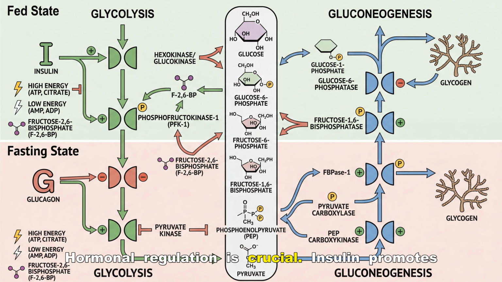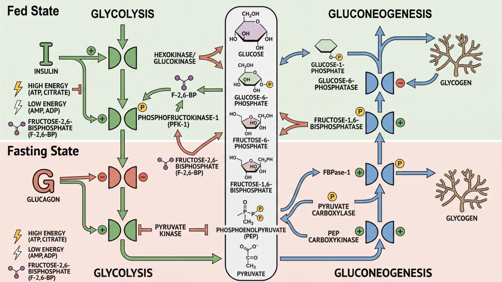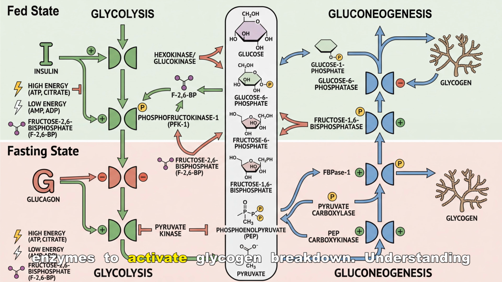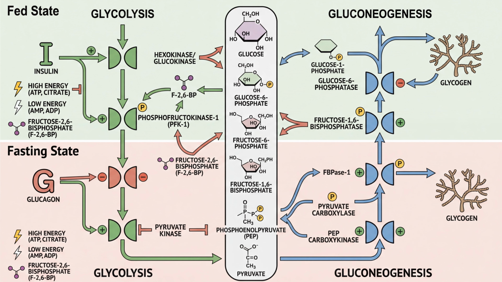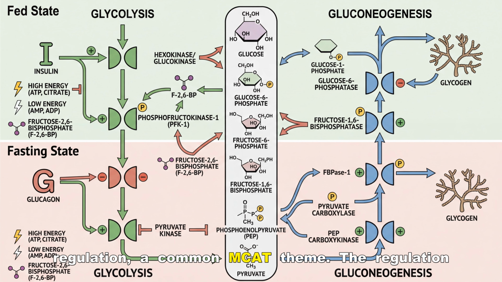Hormonal regulation is crucial. Insulin promotes glycogenesis, while glucagon and epinephrine stimulate glycogenolysis. This ties into signal transduction pathways, such as cAMP and protein kinase A, which phosphorylate enzymes to activate glycogen breakdown. Understanding these pathways helps you integrate metabolism with endocrine regulation, a common MCAT theme.